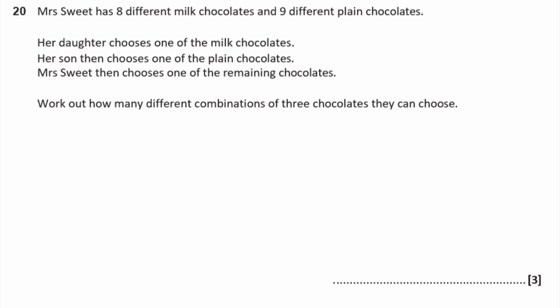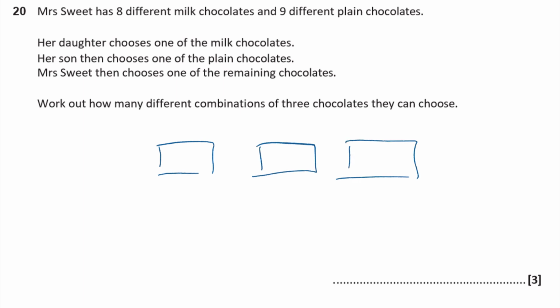Okay. So we've got 3 chocolates, haven't we? So we've got choice 1, choice 2, and choice 3. Now choice 1 and choice 2 are fairly straightforward. With this one, her daughter can choose any of the 8 milk chocolates, can't she? So there are 8 choices for this one. Now the second choice, again, is fairly straightforward. There are 9 different choices for the son.